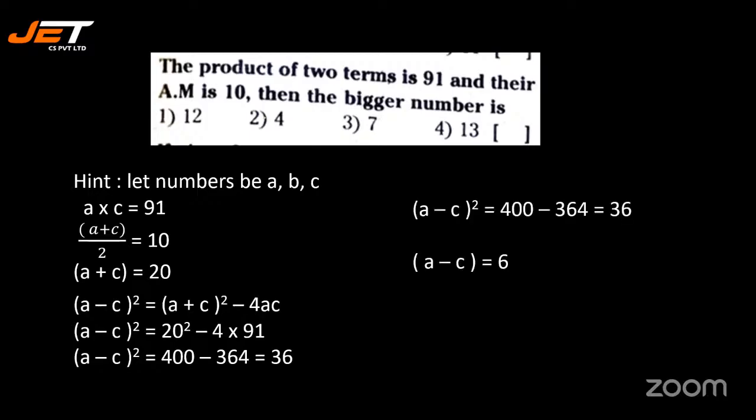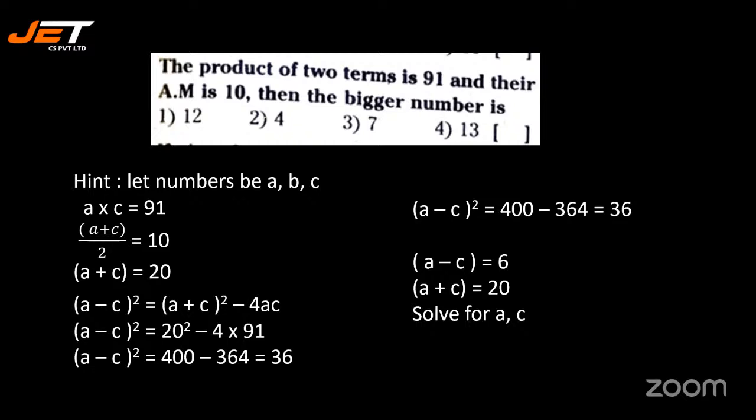We can use a formula: A minus C the whole squared is A plus C the whole squared minus 4AC. So A minus C the whole squared is A plus C, which is 20, the whole squared, minus 4 into AC, which is 91. So A minus C the whole squared will be 36. A minus C is 6. So A plus C is 20.